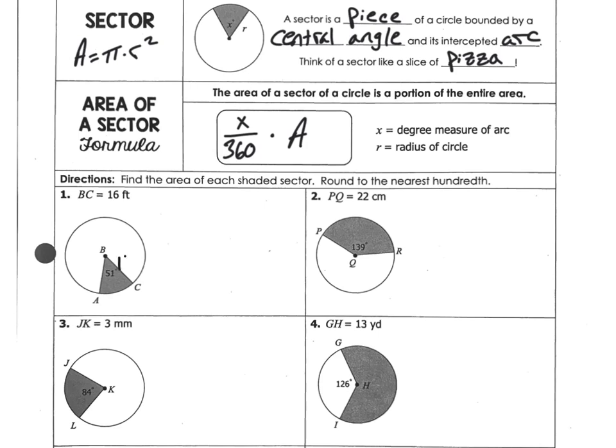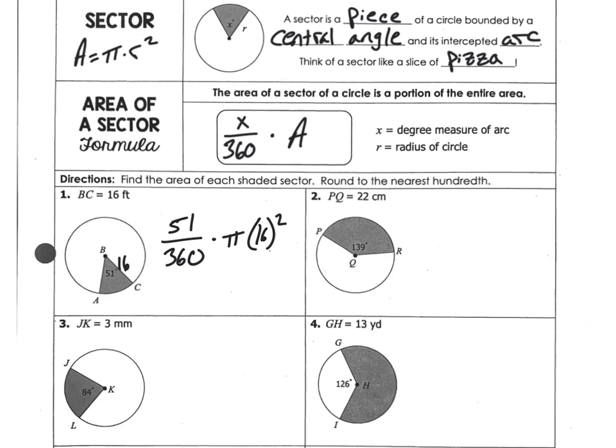So in number one, BC is 16. Well, that's important because that's the radius, and we know in the area formula, right, we need to know what the radius is. And we can see the shaded area there. The 51 degrees is within the shaded area. That's what we're looking for, our x. So it's going to be 51 over 360 times the area of the circle, which in this case would be pi 16 squared.